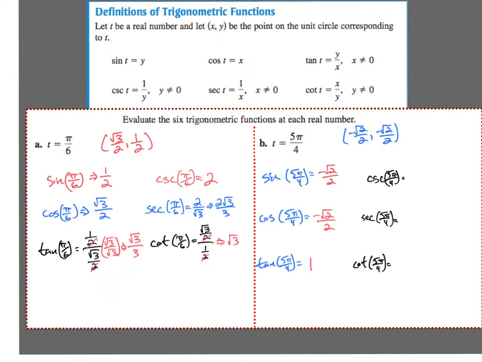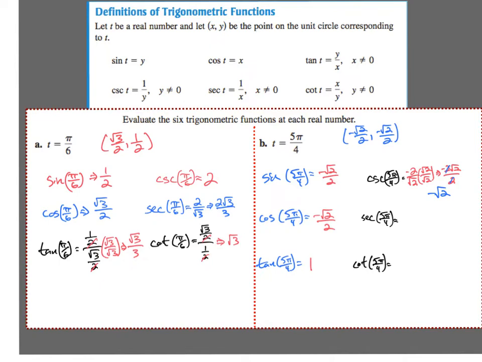And then cosecant. How do I want you to think of it? The reciprocal of sine. So now I end up having a negative 2 over square root 2. But what's wrong with it? It's not rationalized. So I rationalize it. So I multiply by square root 2 over square root 2. And now I'm left with negative 2 square root 2 over 2. So what happens? The 2's cancel. So I'm just left with what? Negative square root 2.